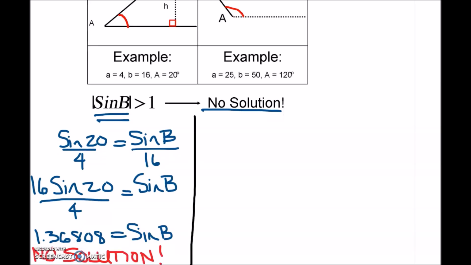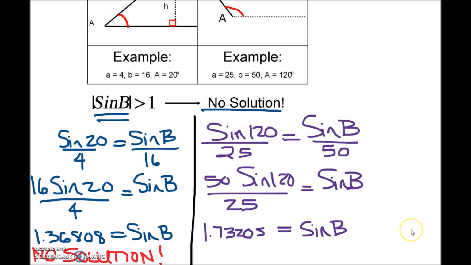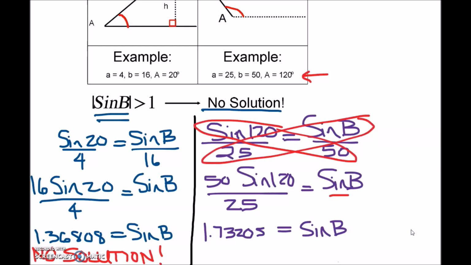Now if we do the same thing for our other triangle, where we have an obtuse angle of 120 degrees and two sides, let's go ahead and set that up. I set up my proportions using the information I'm given with my triangle, I cross multiply, and I solve for sine B, and I get that sine B is greater than 1. So again, I know I can't have a triangle, and I get no solution.